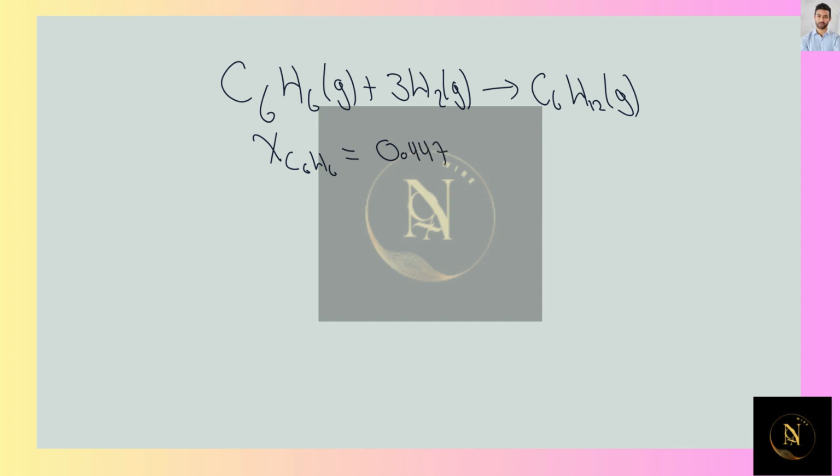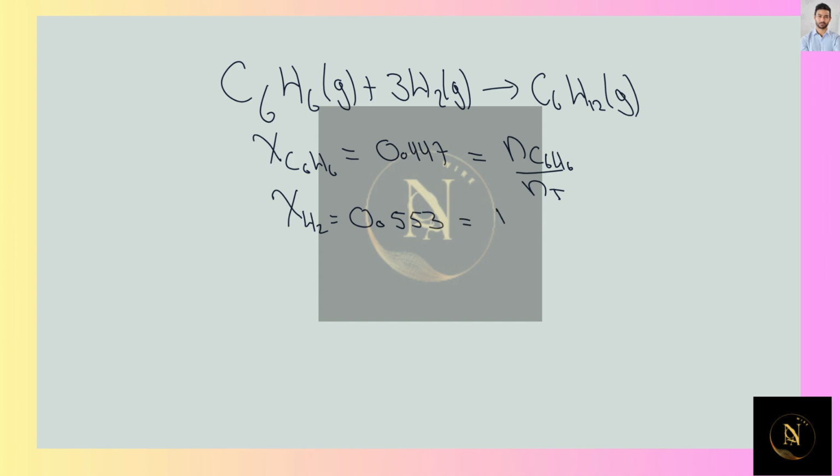Remember that the molar fraction is equal to the amount of moles that we have of the substance divided by the total amount of moles that we have. So we know that this reaction needs to go to completion, and if we have this molar fraction, that means that the fraction of hydrogen that we had initially in the vessel would be 0.553.